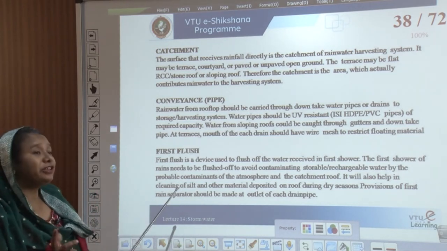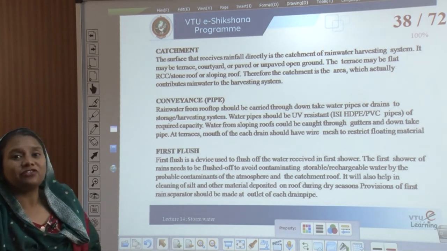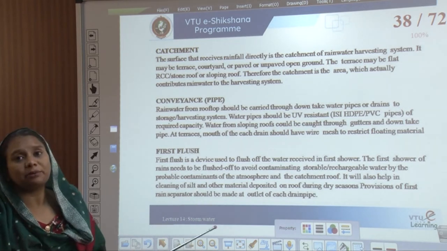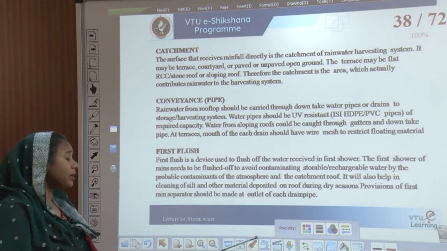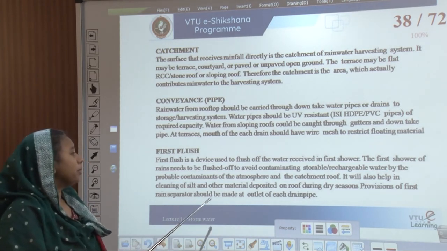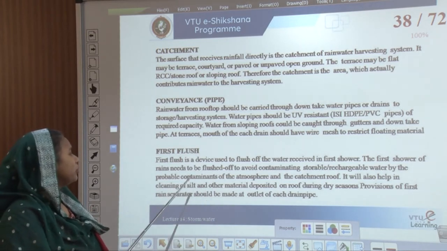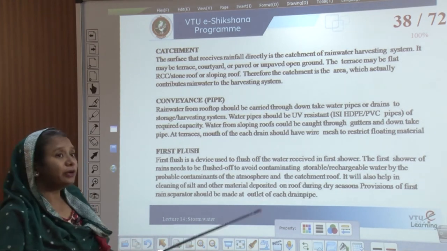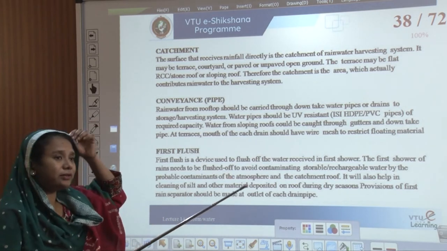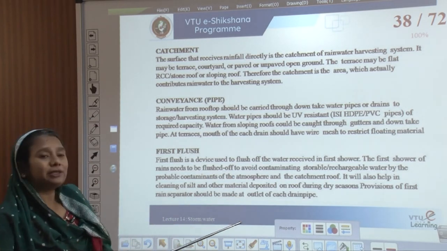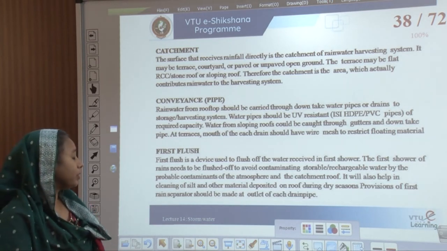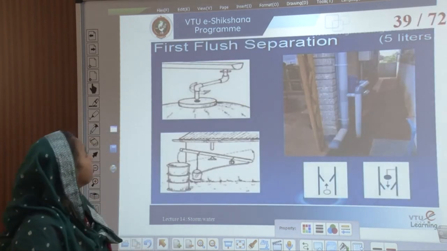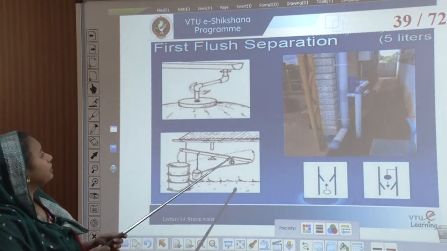As I mentioned earlier, the first flush is a device which would flush off the water received in the first showers. The first shower of the rain needs to be flushed out so that it does not contaminate your storage tank. The contamination of the storage tank is prevented by having this kind of flush tank, and this would carry all the contaminants of the atmosphere and of the catchment roof. It also helps in cleansing the silt and other materials which would be deposited on the roof during the non-rainy season. Provisions for this separator should be made at every outlet of each of the drain pipes. So, this is a first flush separator.